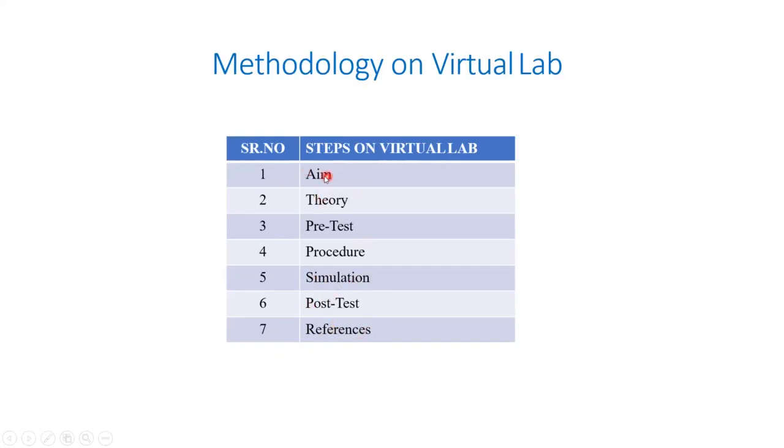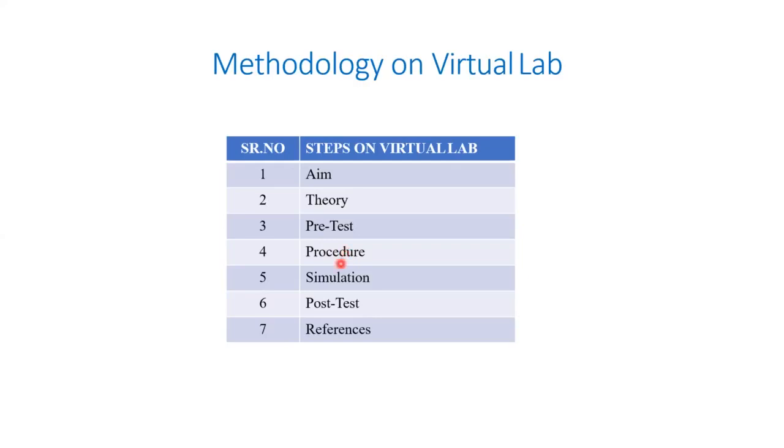So first, aim. If you click on this, you will find what is the aim of the experiment. Theory, the related theory you can get. Then pre-test, where they test your prior knowledge. So you can appear for the pre-test and test your own knowledge before performing the experiment. Then from procedure, you can read the procedure to perform the practical and what the circuit connections are.